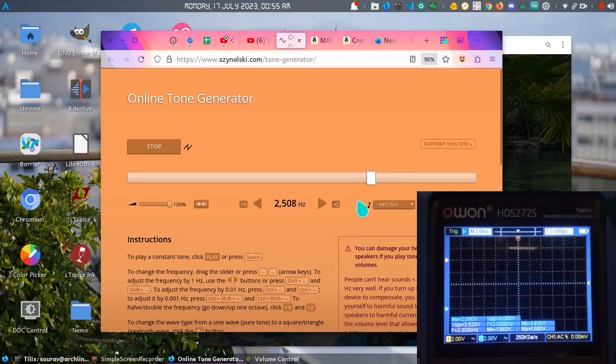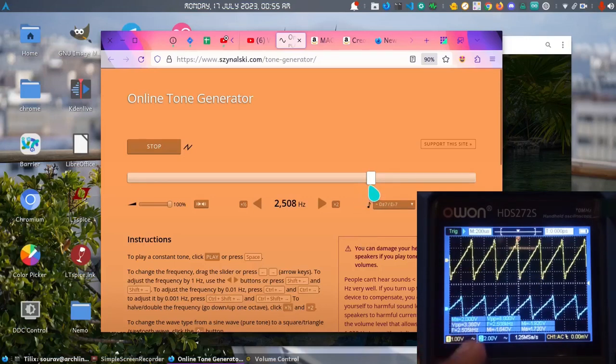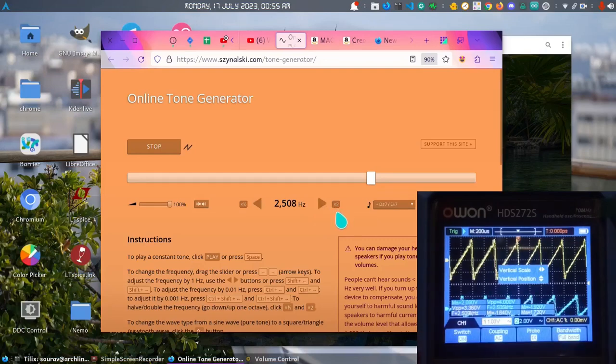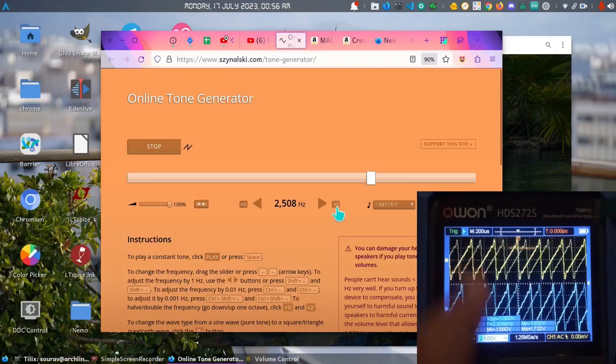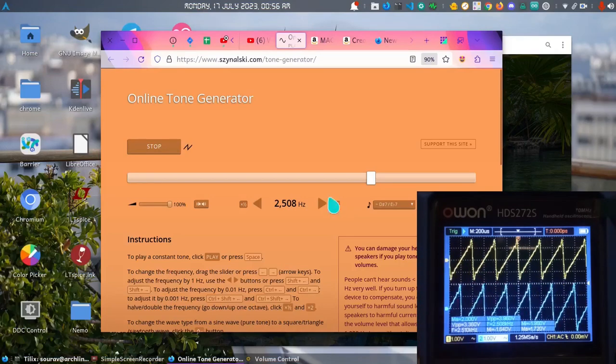Now let's ramp it up to something like 2500 Hertz. We are currently at 2508 Hertz, and you can see that our signal has reduced a lot for the Soundblaster, and that is because we are having double the voltage here. So that's a downside of the acquire mode. What we can do is change the vertical scale to 1 volt, and you can see that they are looking the same.